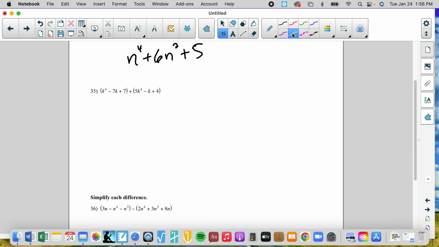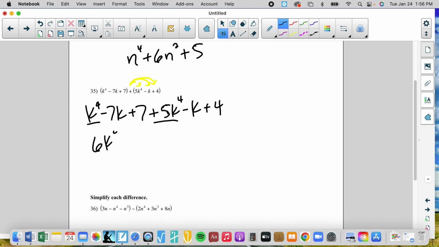We're going to distribute. That's not going to affect the parentheses in front. And multiplying by 1 does not change the values in the second parentheses either. So now we're going to combine like terms. You get 6k to the fourth. Combine like terms, negative 8k. And we have 7 and 4, which is 11. And that's already in standard form.